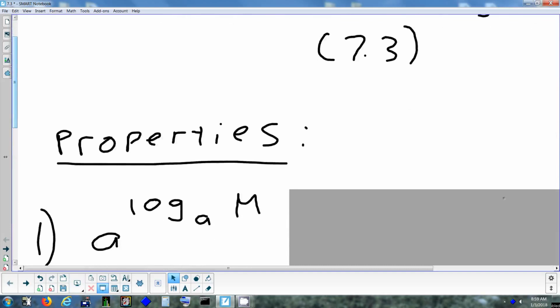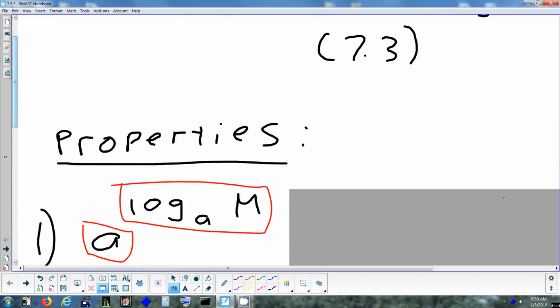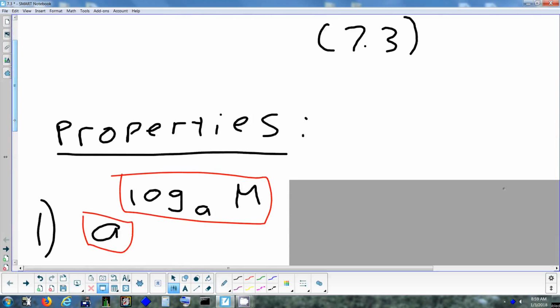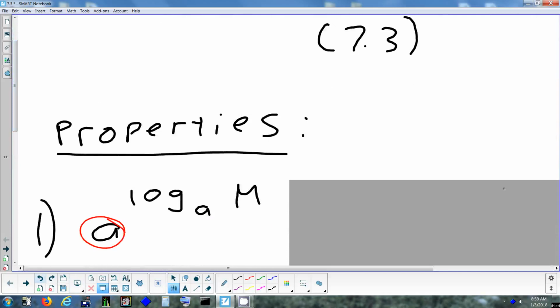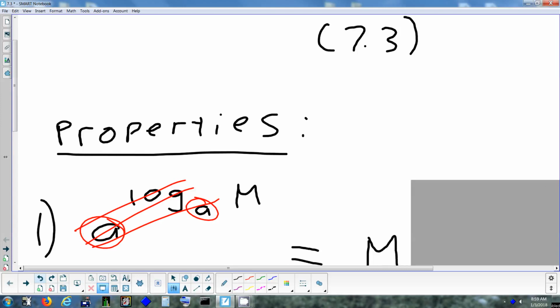It says a to the log base a of m. So this is an exponential expression. I know it has a log in it, but really it's a base and an exponent. It's a to a power. There just happens to be a log in the power. Well, when that happens, as long as that base and that number match, you can basically cancel out. You don't cross this out because you need to see it in your notes, but you can cross out everything that's there, and the only thing that's left is m, and that's the answer to the problem.